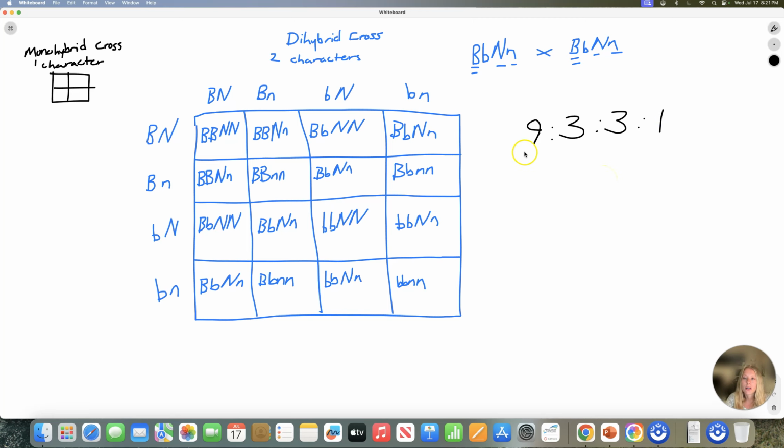This gives us a ratio of 9 to 3 to 3 to 1. This is the typical phenotypic ratio when you're doing a dihybrid cross. Again, I won't ask you to calculate the genotypic ratio of the different genotypes, but I will expect you to know how to calculate these phenotypic ratios. We have 9 black labs with normal vision, 3 black labs that are blind, 3 chocolate labs with normal vision, and 1 chocolate lab that is blind. This is our phenotypic ratio.